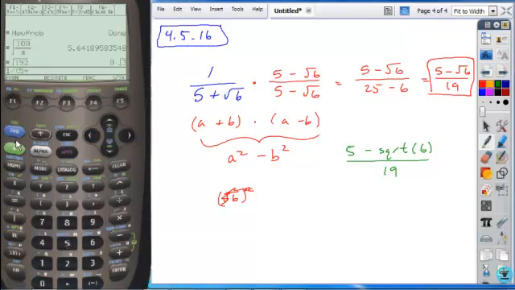So 5 plus square root of 6. The first parenthesis closes off the square root, and the second parenthesis closes off our denominator. And now when I hit enter, it should simplify it for me.